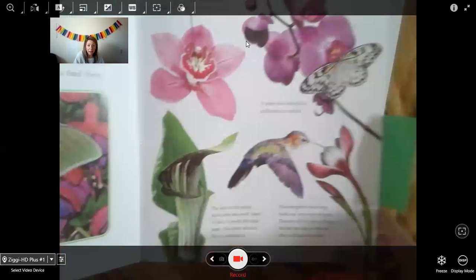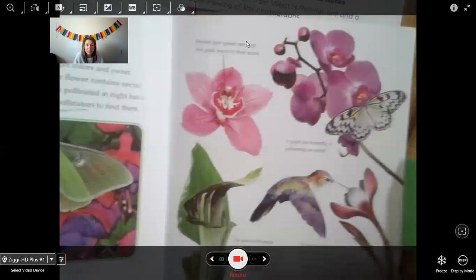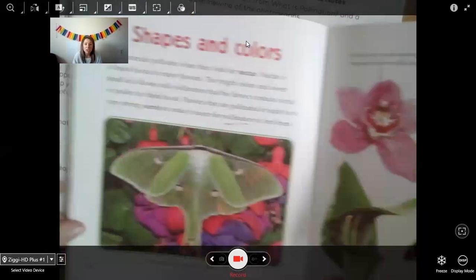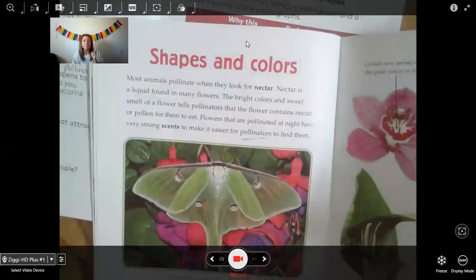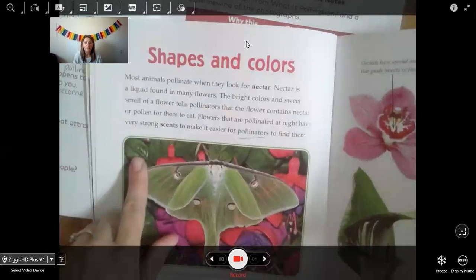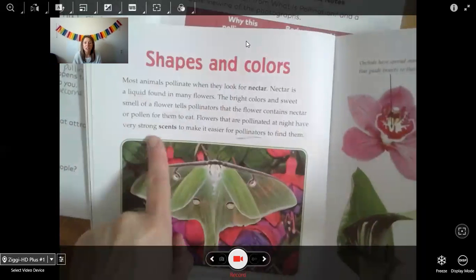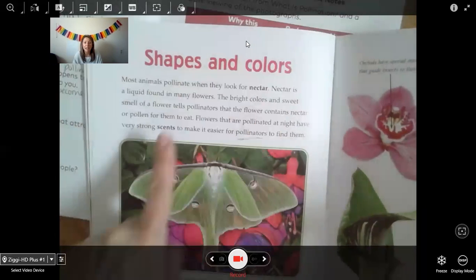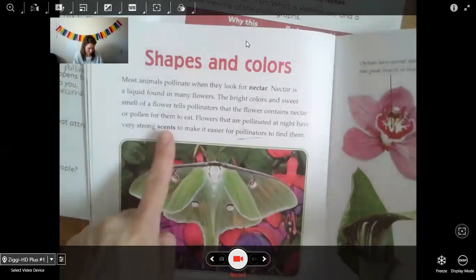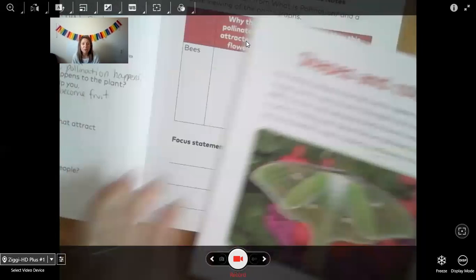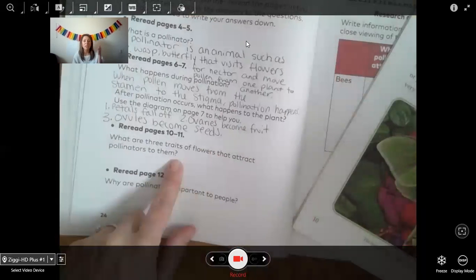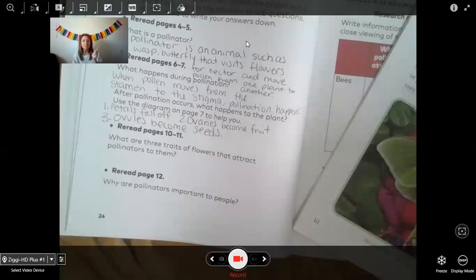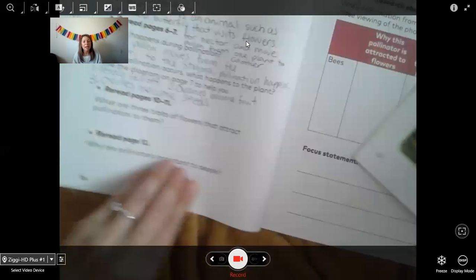So I think if we're going to collaborate together on this one, shapes, colors, and right there. Shapes, colors, and so what 3 traits of flowers attract pollinators to them? The shapes, the colors, and the, okay, and then it says, reread page 12.